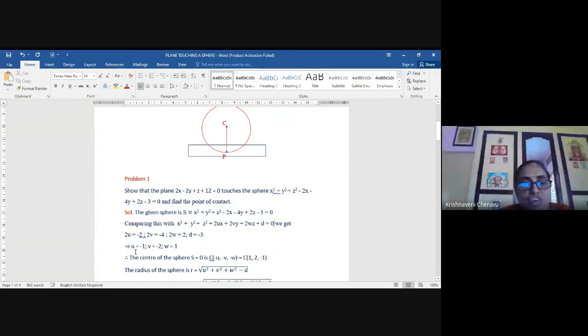So that u is equal to minus 1. Now you compare the coefficients of y. Y coefficient here is 2v, y coefficient here is minus 4. So 2v is equal to minus 4, from which you get v is equal to minus 2.